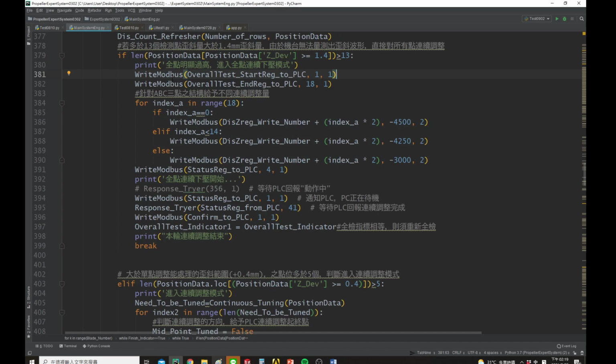Okay, here, if we decided to use total continuous tuning, that means we need to tune from point 1 to point 18, right? Yes. But the structure of the propeller blade is different depending on where the point is, right? Yeah.